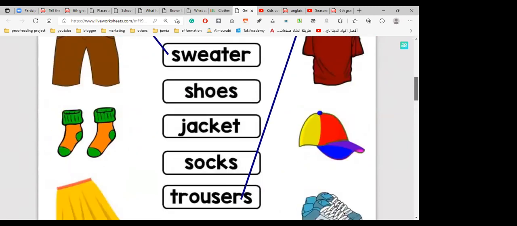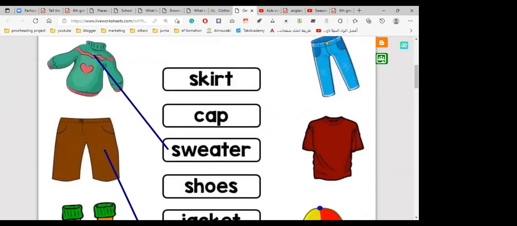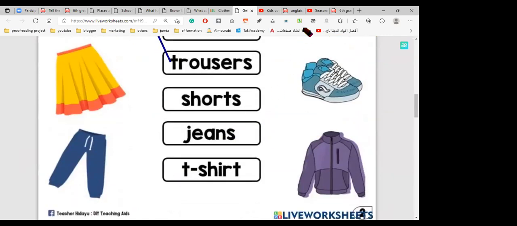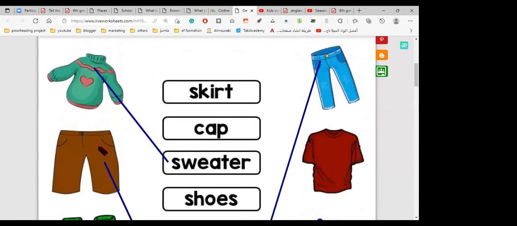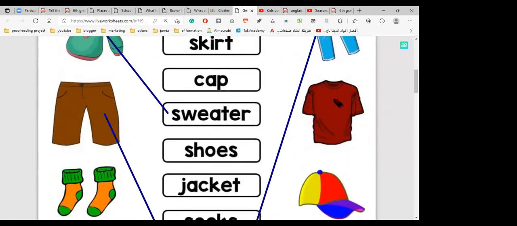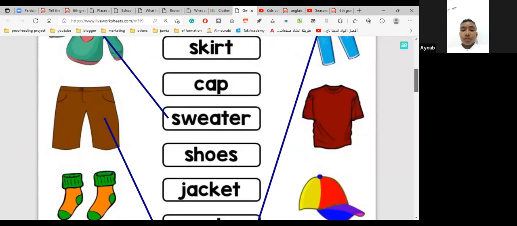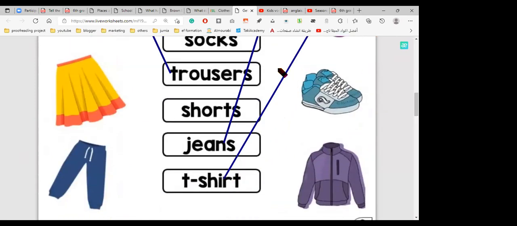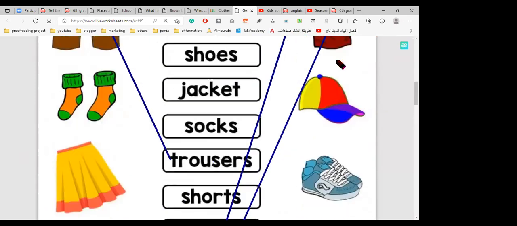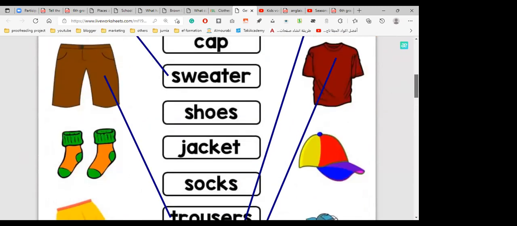Jeans. Yes, here it's trousers, and this one is jeans, because we have already jeans. Okay, this is jeans and this is trouser. Okay, what about this one, the red one? A t-shirt. It's a t-shirt. This one is a t-shirt.